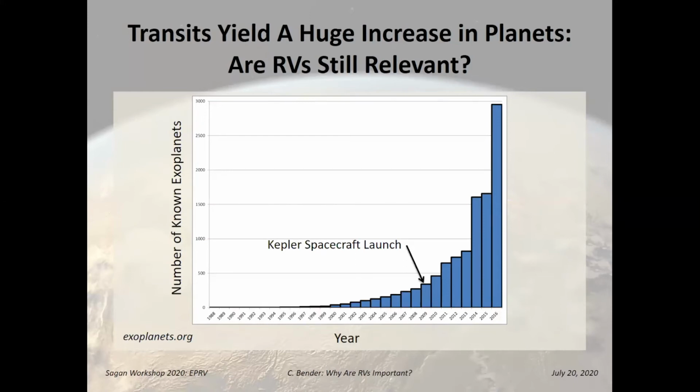This plot is a few years old. It ends in 2017, but you can see we were ticking up steadily with RVs, and then the space photometer missions turned on, and it just shot and rocketed up. So in this paradigm, are RVs still relevant? It's a reasonable question to ask.